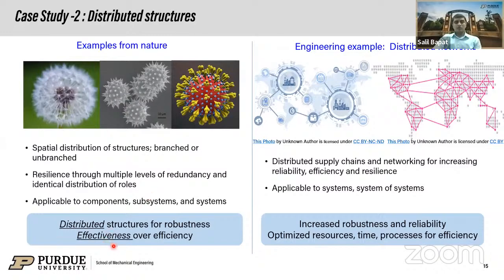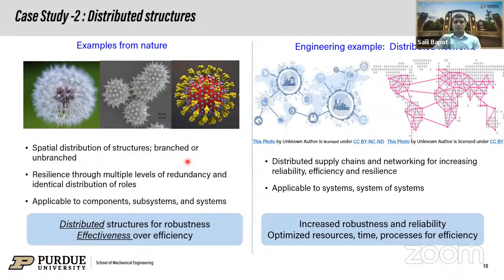So effectiveness over efficiency. This is very important because if you think of your traditional engineering approach, we always say we want to have higher efficiency. But in nature, not only efficiency is important, but effectiveness is also important. Efficient does not always mean effective. And effective is important when you talk about solutions.